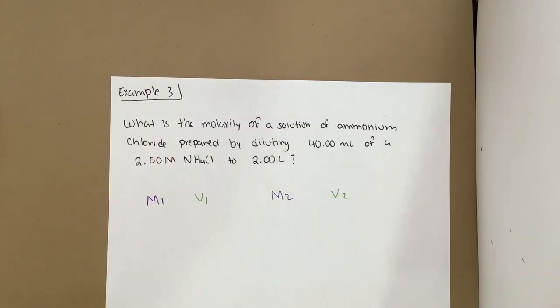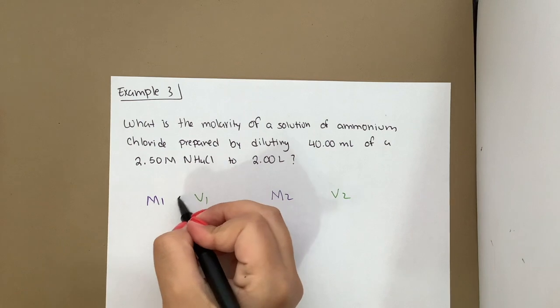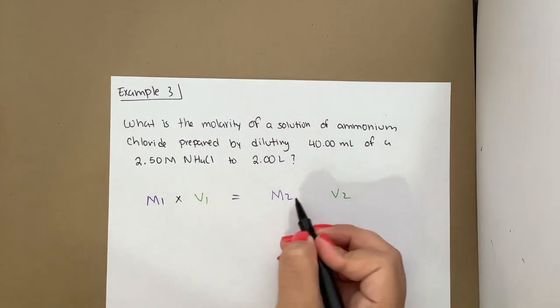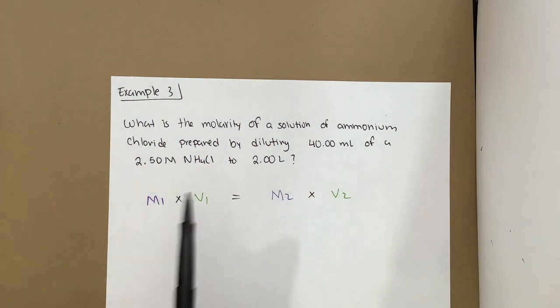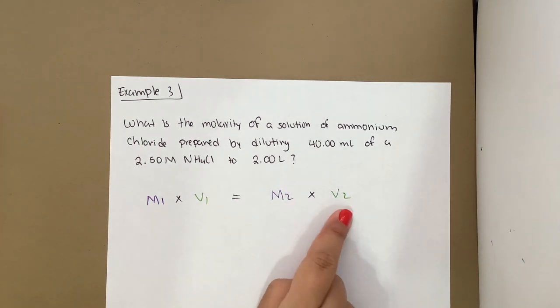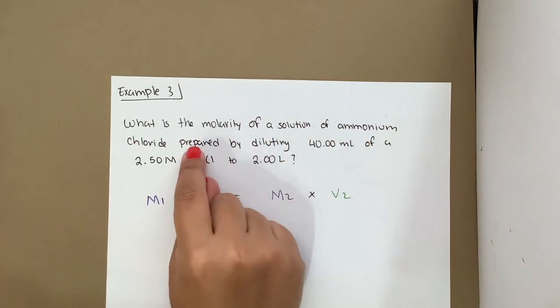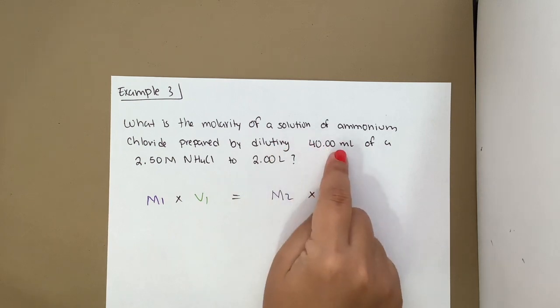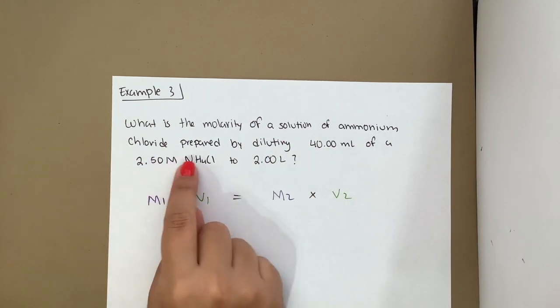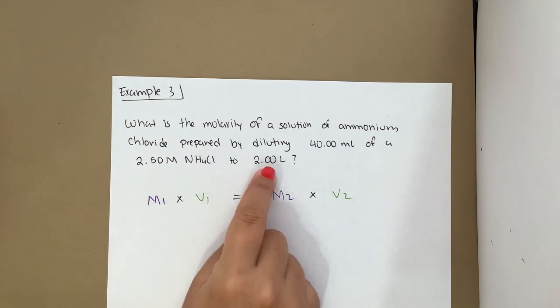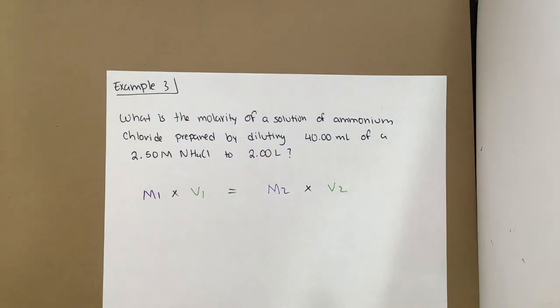So to do the third example, remember that the equation is M1 times V1 equals M2 times V2. So initial molarity times volume equals final molarity times volume. Okay, so it says, what is the molarity of a solution of ammonium chloride prepared by diluting 40 milliliters of a 2.5 molar ammonium chloride to 2 liters? Okay, so we're going to read it again because there are a lot of numbers and words here. We're going to read it again and decipher what it says.